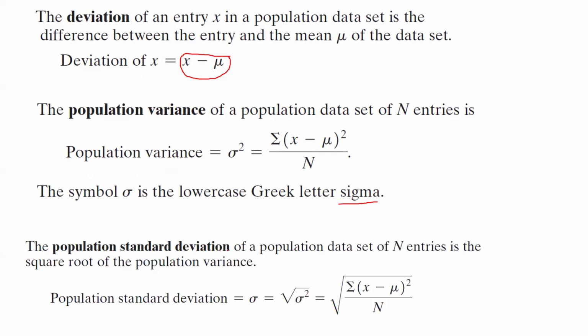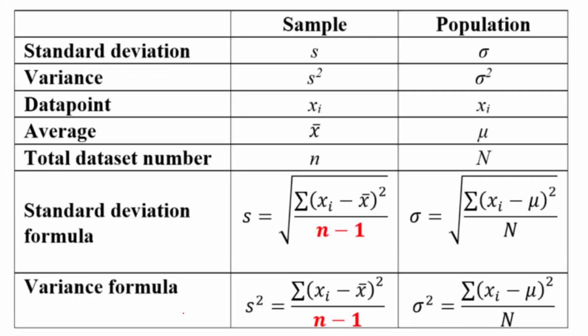The population standard deviation is the square root of the population variance. So the square root of the summation of (X minus mu) to the second divided by n is called the standard deviation of population. In this table, we summarized everything that you need about the formulas for variability.